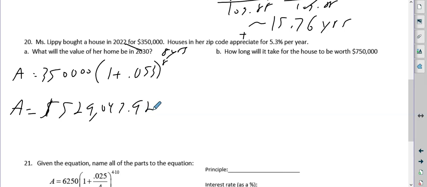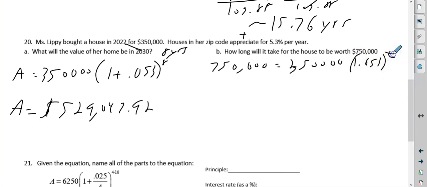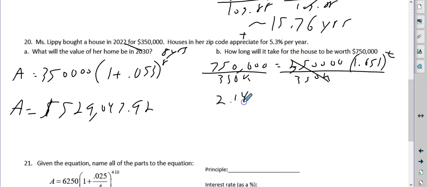How long until it's 750,000? So again, we know 750,000 equals 350,000 times 1.053 to the power of t. We don't know the time. Okay, so we're going to start off just like before. We're going to divide by 350,000. I'm just going to type 350K, save space. Okay, that cancels that. That gives me the decimal 2.14, a little bit nicer decimal, equals 1.053 to the power of t.